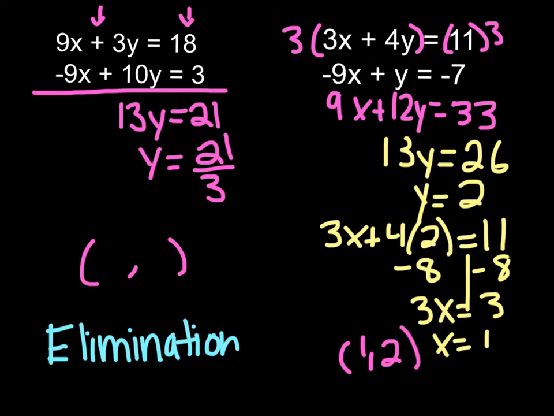Now, of course, you should always check your solution in both original equations. So 3 times 1 is 3, plus 4 times 2, which is 8, equals 11. And I want to check it in my second one, which comes out to negative 9 plus 2 equals negative 7. So I know that my solution, 1, 2, does work.